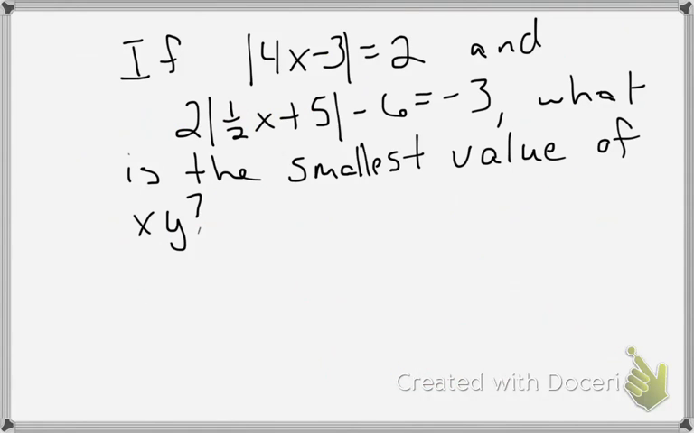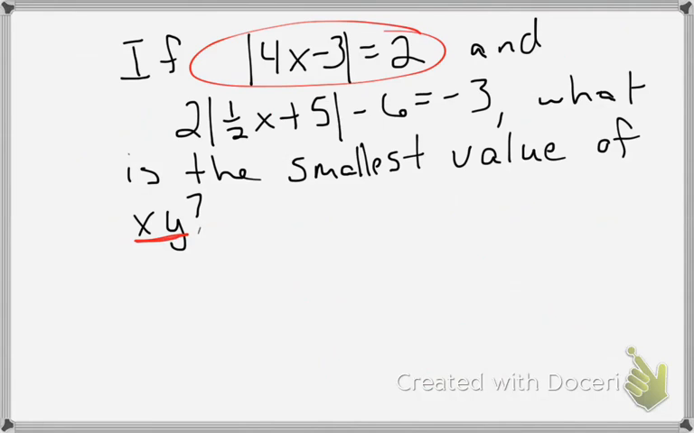Okay, so our next problem is kind of a two-parter. We've got: if the absolute value of 4x minus 3 is equal to 2, and 2 times the absolute value of 1/2 y plus 5, minus 6, is equal to negative 3, what is the smallest value of the product xy? So we have two equations that we need to solve here. We're going to have 4 different values, and then we're just going to have to find our different products.